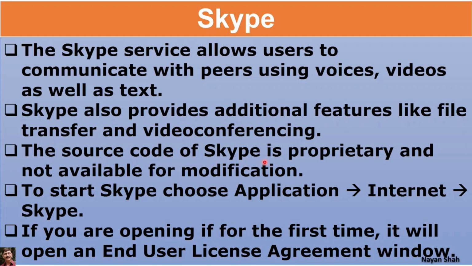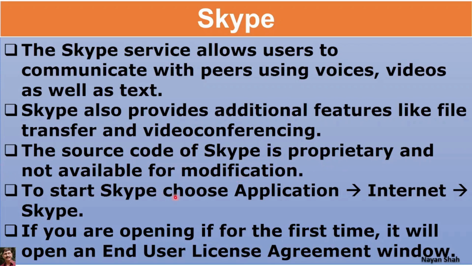The source code of Skype is proprietary. Remember, it is not open source software. It is free software, not open source. If it were open source software, we could get the Skype source code also free of cost, but it is not available. Skype is available free of cost to use, but its code is not available. So the source code of Skype is proprietary and not available for modification.